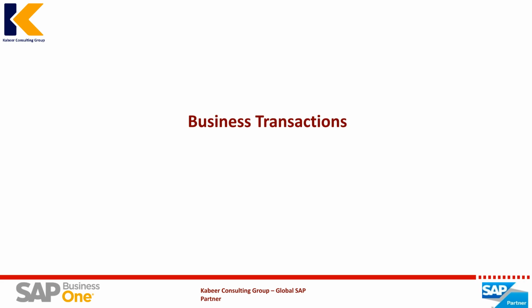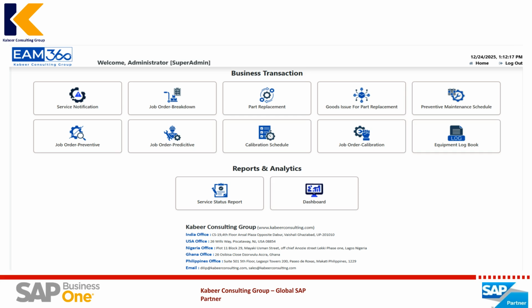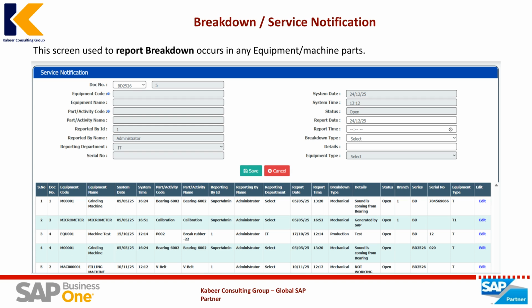This section covers business transactions within the EAM application. This slide is a placeholder, continuing the business transactions section. The Breakdown or Service Notification screen is used to report breakdowns occurring in equipment or machine parts.